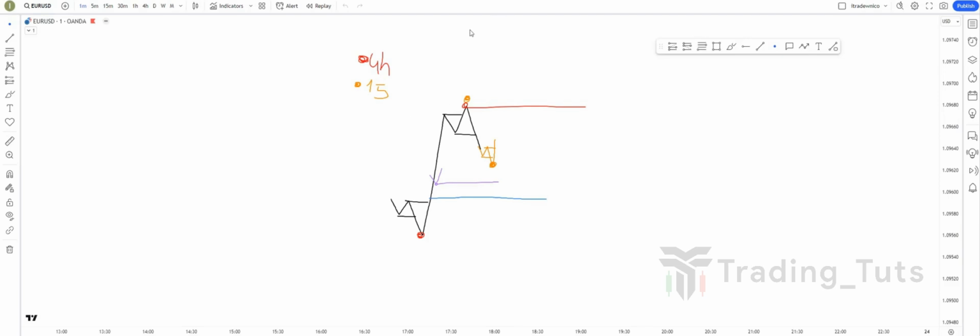So let's say we have internal range liquidity being built inside and also our key level just above. We're gonna short on our key level after price takes out the internal range liquidity and go to the target right here.